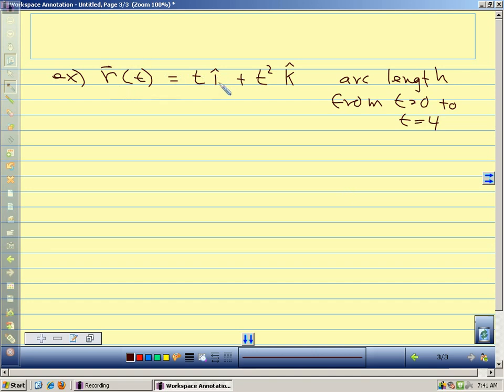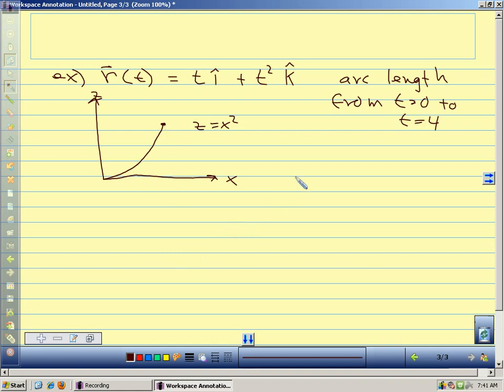First of all, what is this curve going to look like? If we sketch this in the xz plane, what would this curve be? A parabola. This is part of a parabola. From 0 to 4, it's just going to look like this. In the xz plane, we have z equals x squared. So we want the length of this curve from x equals 0 to x equals 4 here.